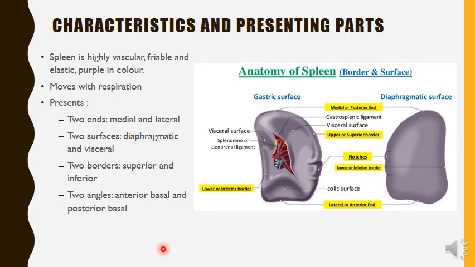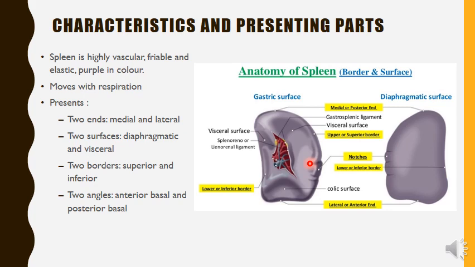Now coming to the characteristic features and presenting parts. The characteristic feature of the spleen is that it is highly vascular, it is friable, that means it is soft and sensitive, and then elastic and purple in color. So these are the characteristic features of the spleen. And splenic parenchyma may regenerate. If some portion of the spleen is removed, it has the capacity to regenerate.